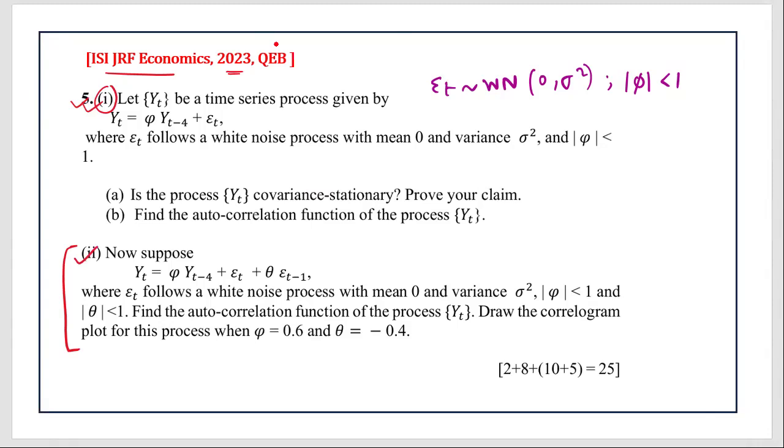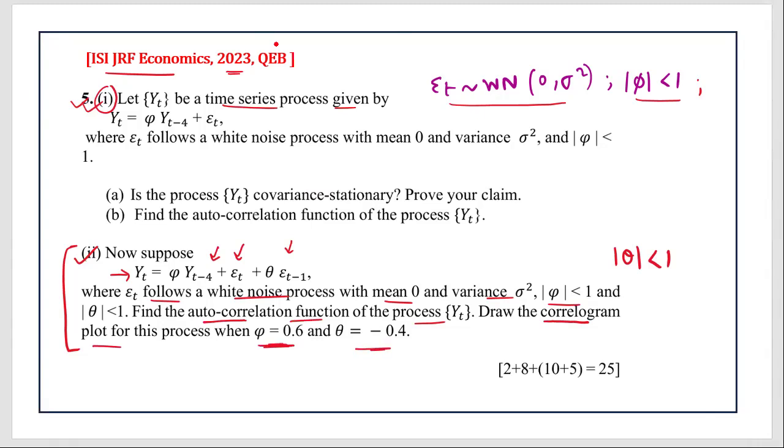It says that Yt is a time series process which is now given by Yt equals phi Yt minus 1 plus epsilon t plus theta epsilon t minus 1, where epsilon t still follows a white noise process with mean 0 and variance sigma square. Not only that, mod phi is less than 1 holds, and also mod theta is less than 1. You have to find the autocorrelation function of the process Yt and draw the correlogram plot for the process when phi equals 0.6 and theta equals 0.4.